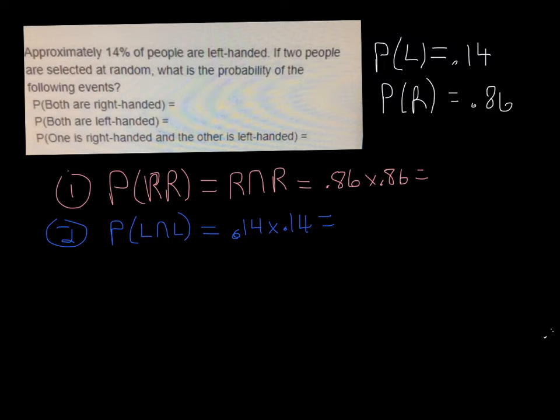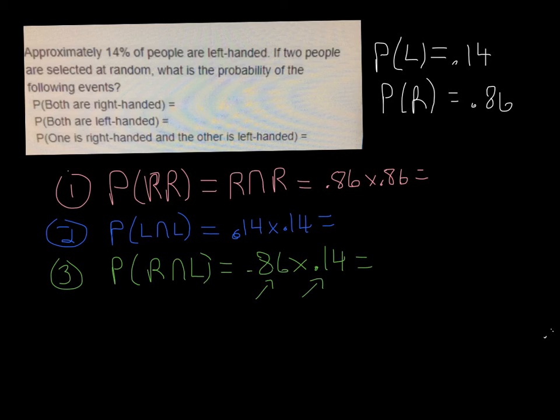And in the third question, you're being asked for one left-handed and one right-handed person. And so we are being asked for one R and one L. And again, it's an AND question, so we're going to multiply the probability of being right-handed, which is 0.86, by the probability of being left-handed, which is 0.14. So here's one right-handed person, one left-handed person, and you multiply those together to get the total probability.